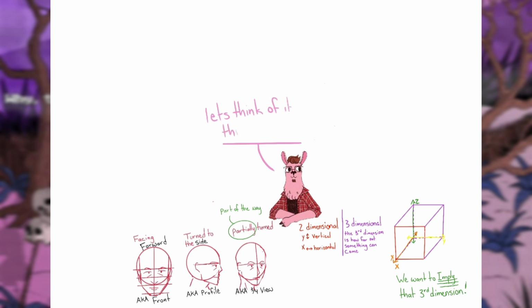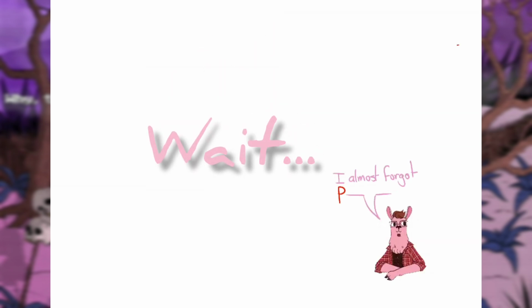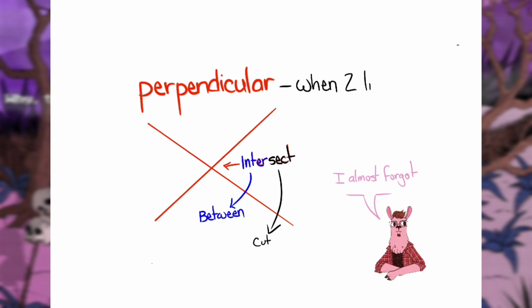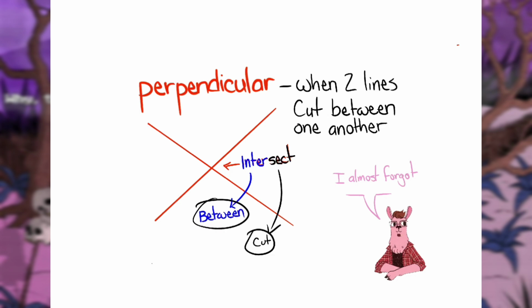Let's think of it this way. Wait, hold on, I almost forgot. Perpendicular. Kinda crazy that I went over parallel and started talking about horizontal and vertical without going into perpendicular. Perpendicular is kind of like the opposite of parallel. They're when two lines intersect or cut between one another. This is where we find angles, but we'll get into that in other videos. Right now, just think about the line that I usually draw down the middle of the face. All the other reference lines are perpendicular to that line.